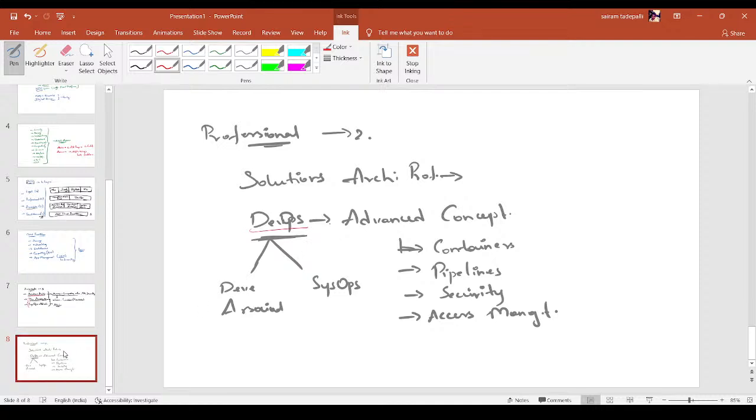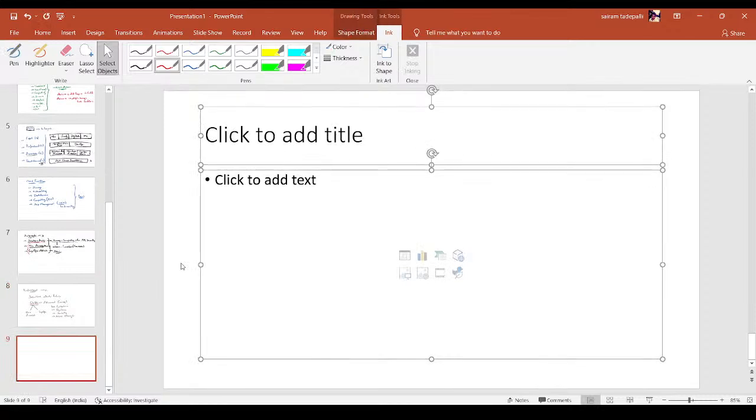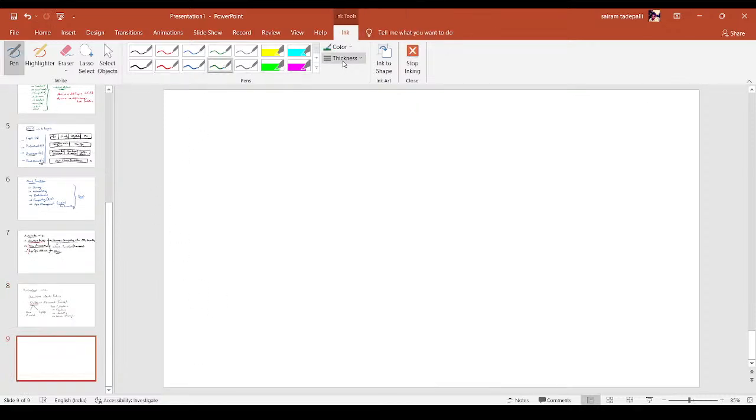And coming to the final layer, that is expert layer. In this expert layer you will be having four different types. First one, you can take it as networking.